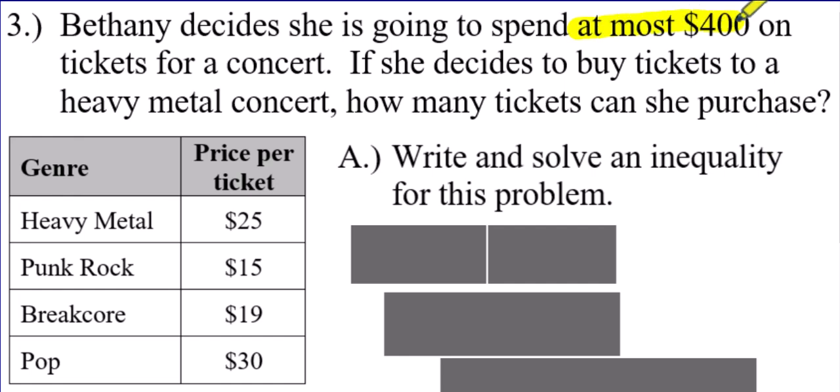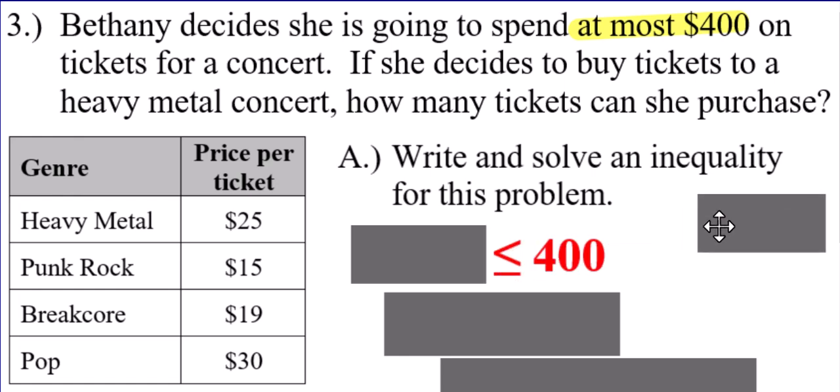At most $400. At most means that's the most it could be, therefore it could be less than or equal to. The 400 should be on the right. If you put it on the left, you're doing it the wrong way. Since it was to the right of the words at most, it needs to be the right of the inequality symbol.